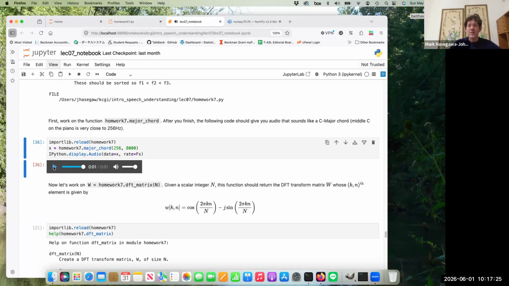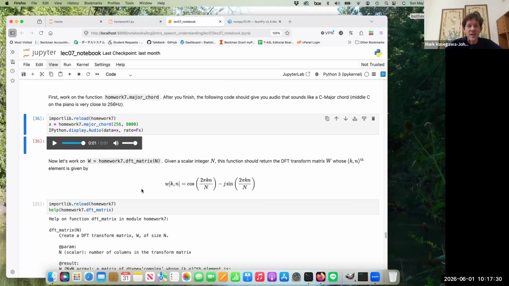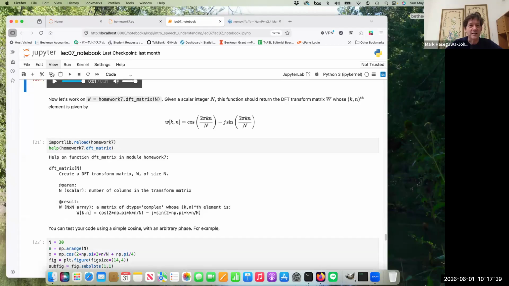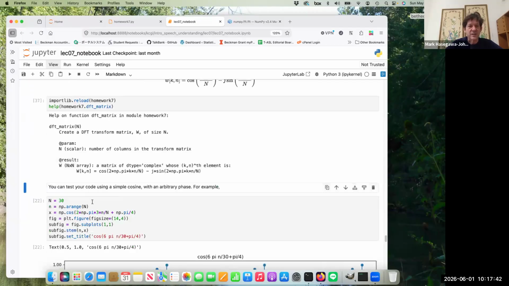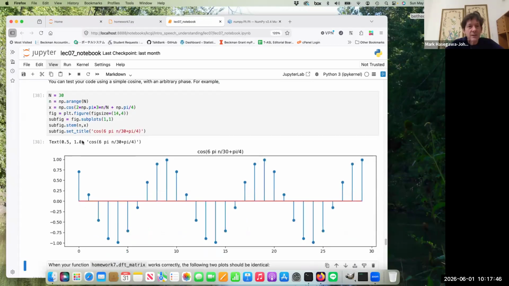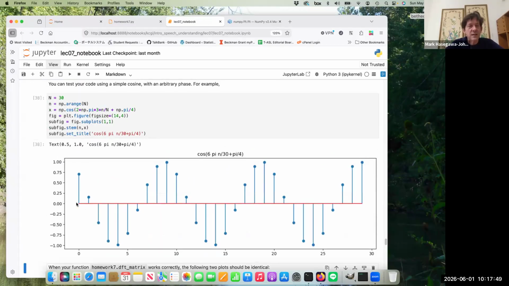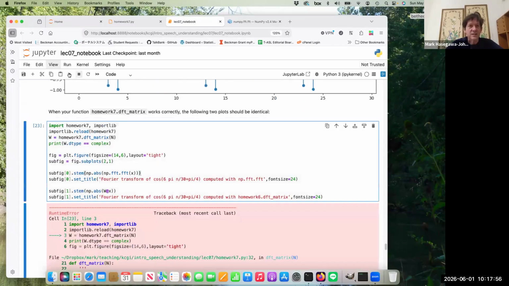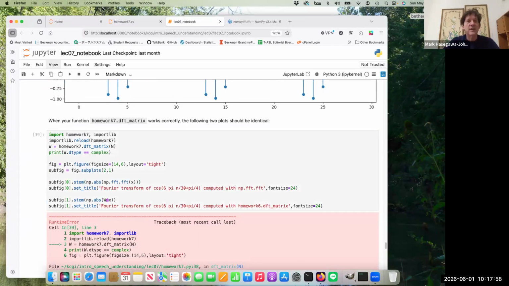All right, now we've got our C major chord, and now from our C major chord, let's do a Fourier transform. Let's create the W matrix, which is cosine 2 pi kn over capital N minus j times the sine of 2 pi kn over capital N. The DFT matrix tells us that we should do that, so if I run that, I should get failure. Oh, here's the tone that has 3 full cycles. Here's where it should fail because it doesn't. I haven't written the code yet. So let's write that code.